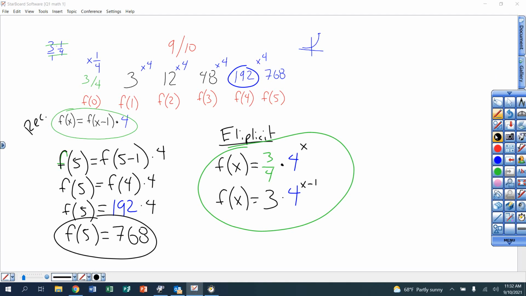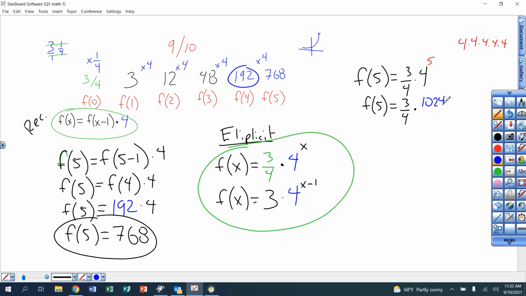So if I'm trying to find the 5th term here, I'm going to plug in that 5 right here in the exponent spot. That's 4 times 4 times 4 times 4, 4 to the 5th power. Let me do that in my calculator. 4 to the 5th power is 1024. So that gives me the 5th term. I still have 3/4 there, but this gives me 1024.